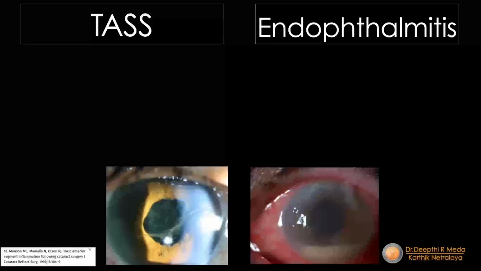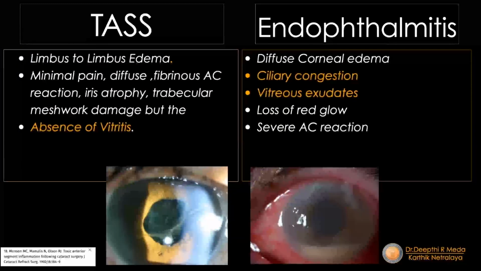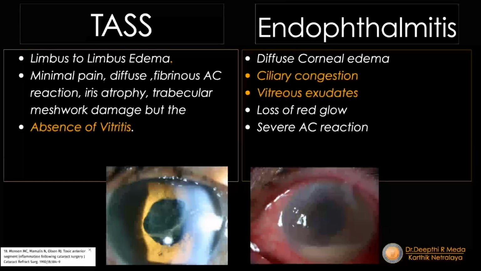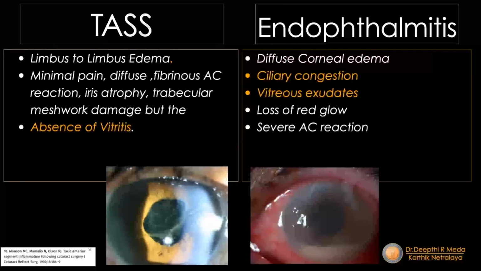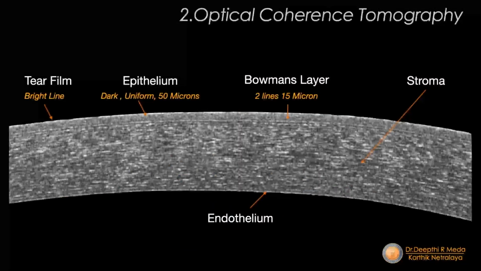So clinically, it's very important that you differentiate between a TASS-related corneal edema and endophthalmitis-related corneal edema. TASS usually has limbus to limbus edema with minimum pain, diffuse fibrinous AC reaction, and sometimes can have iris atrophy and trabecular meshwork damage as well. The gross differentiating factor between both would be the absence of vitritis in TASS and the presence of the same along with vitreous exudates and loss of red glow in the case of endophthalmitis.